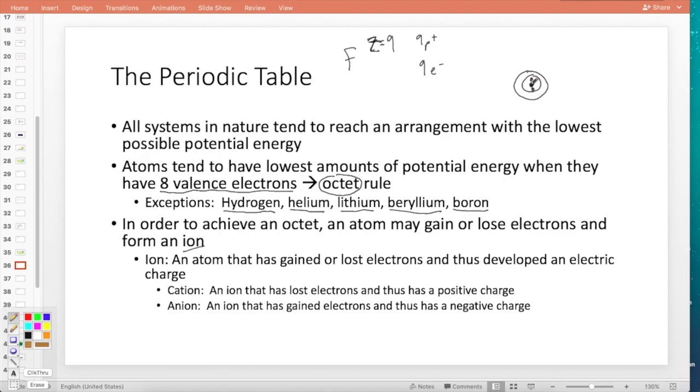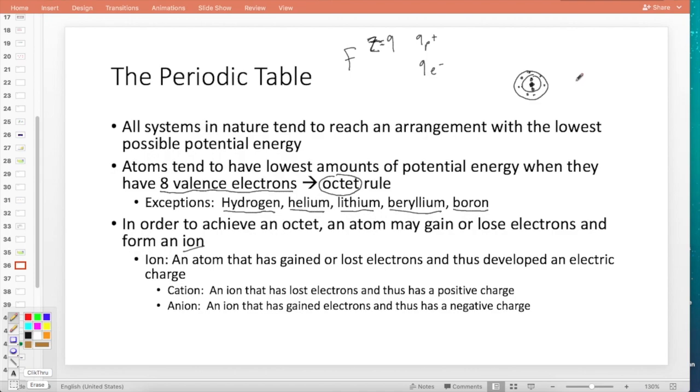This is the nucleus. And I know that it has 1, 2, 3, 4, 5, 6, 7 valence electrons. 7 electrons in the second energy level. If I look at the periodic table, it is in the second period. It's 7 over. It's in group 17. So it has 7 valence electrons. Well, it's really close to having an octet, isn't it? It just needs to gain 1 more.